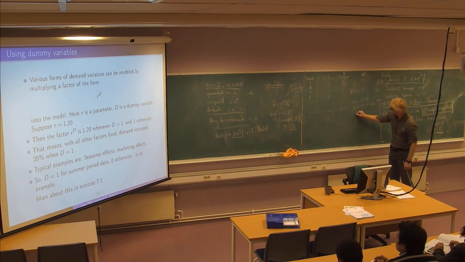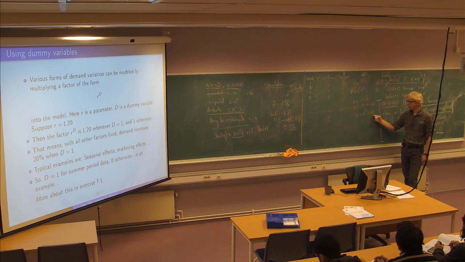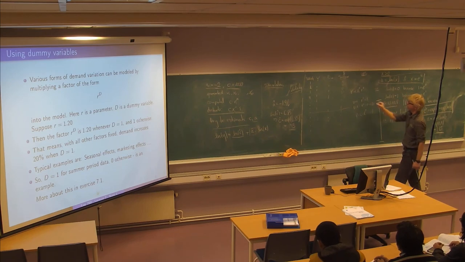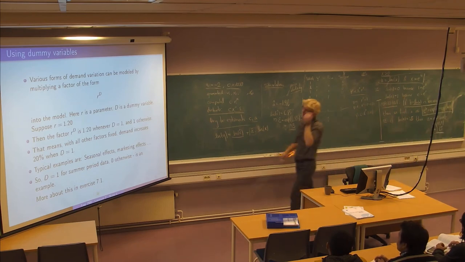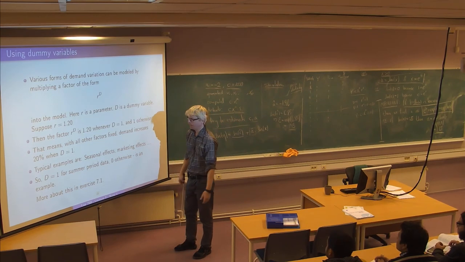So then you get Y equals A times X1 to the power C, and here I forgot an A, it's getting late in the day, times 1.20. And this is perfectly a 20% increase relative to the base model. So this is how you could model seasonal increases or decreases in demand. If you put 0.80 here, you would say that it's a 20% drop in the demand.